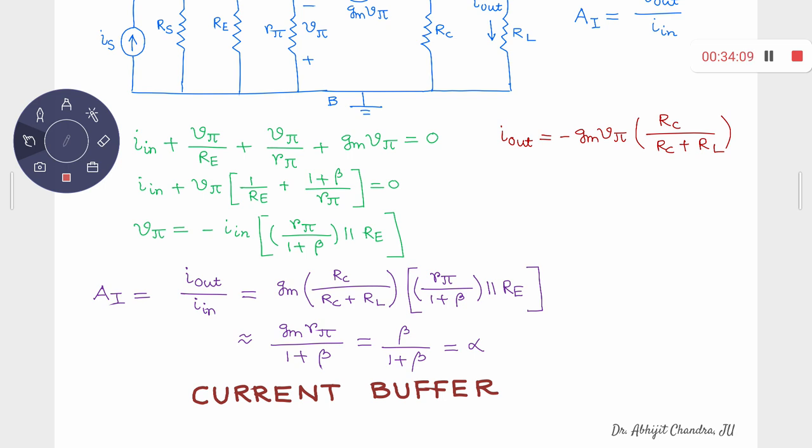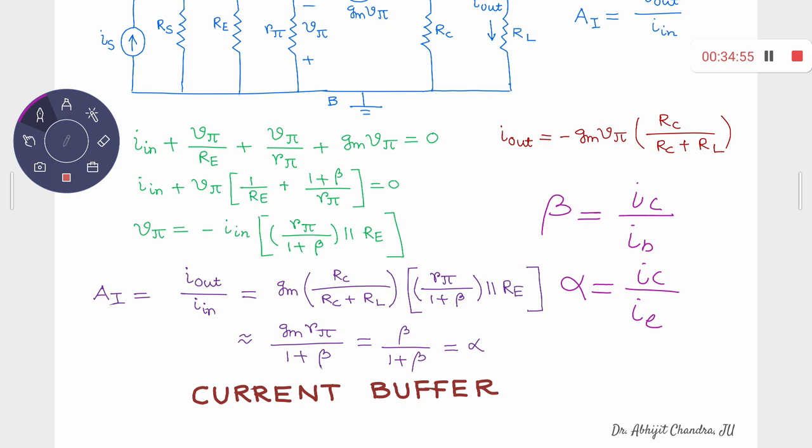What is beta? What is the expression for beta? IC is equal to beta IB. Beta is equal to IC by IB. It's a common emitter. Why common emitter? Because input is applied at the base, output is obtained at the collector. So collector current is your output current, base current is your input current. Common emitter current gain. Right. And alpha, what is alpha? Alpha is equal to IC upon IE. So collector current is output current, emitter current is input current. Common base current gain.